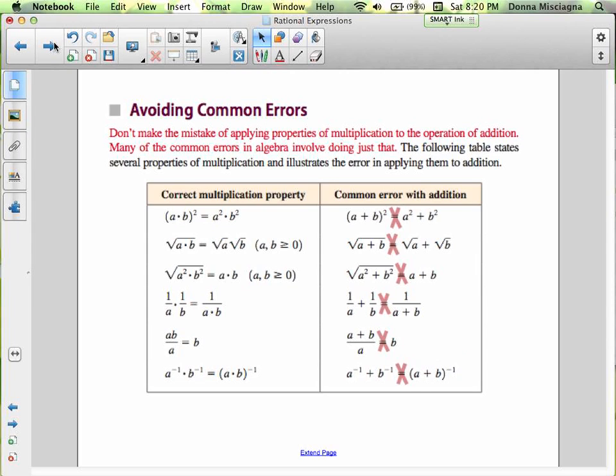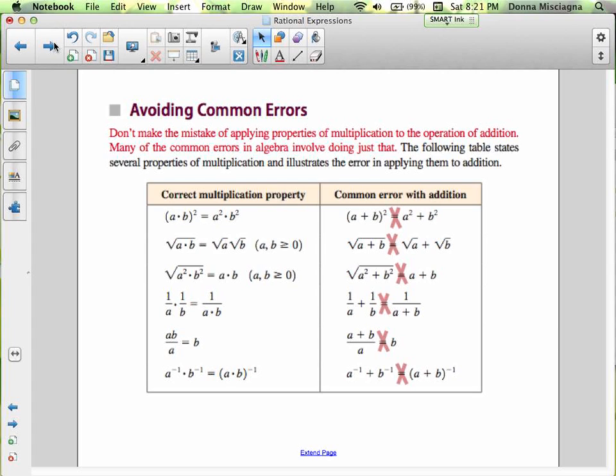Don't make the mistake of applying properties of multiplication to the operation of addition. Subtraction is just addition, but we're adding the opposite. Many of the common errors in algebra involve doing just that. And remember, you'll make Miss Mashagna cry if you apply the properties of multiplication to the properties of addition. The following table states several properties of multiplication and illustrates the error in applying them to addition.